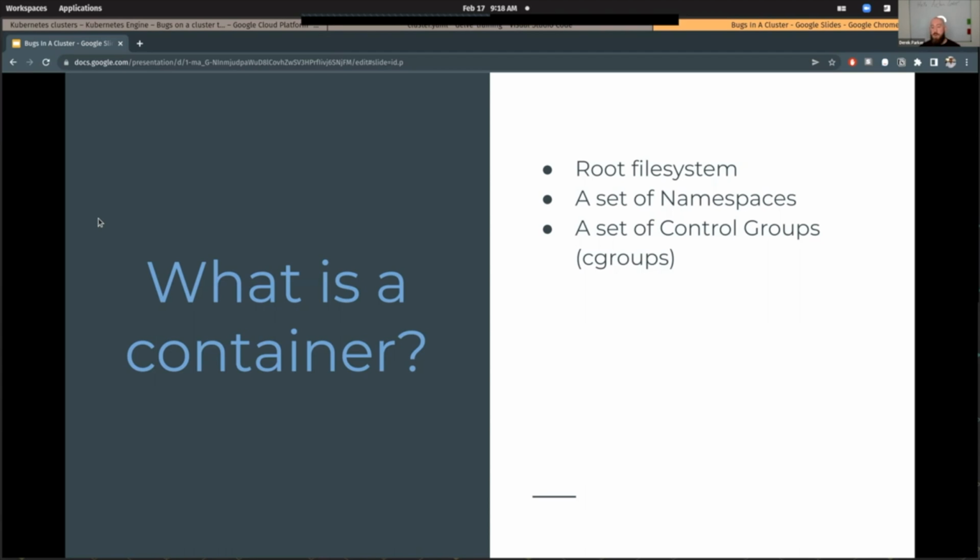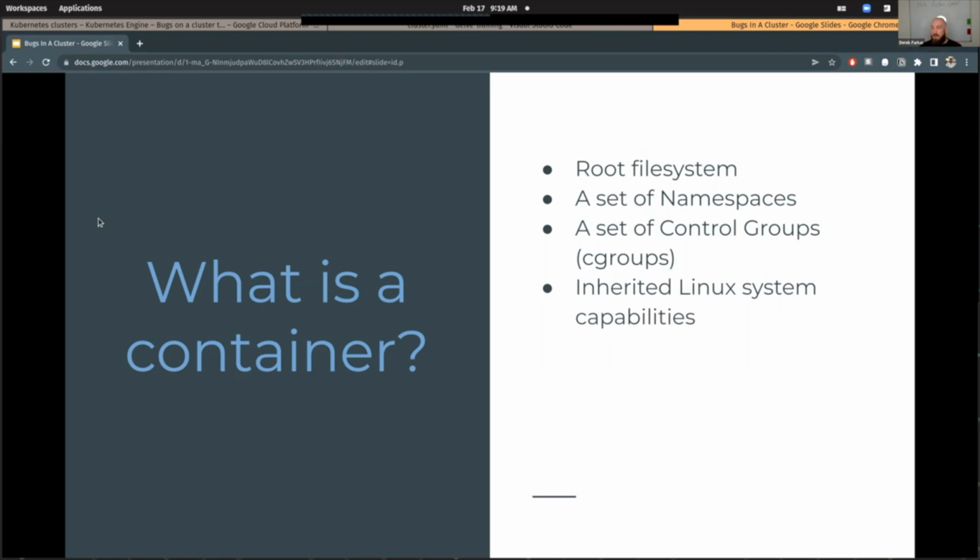So now we have the root file system. We have a set of namespaces that slices up different resources, PIDs and things like that. And then we have control groups to slice up some of the aspects of the hardware. So this brings together a little bit of the isolation and the control that we have over what's running within the container. Another aspect to containers is the security aspect.